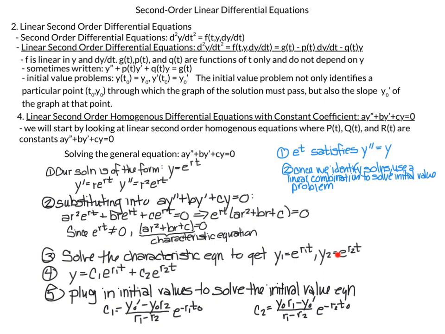So here are our two solutions, and then our second key is that any linear combination of these two solutions should be a solution. So I'm going to write y equal to c1, the first constant, times y1, which is e to the r1t, plus c2 times y2, which is e to the r2t. So this is our general solution. We can plug in initial values to solve the initial value problem.